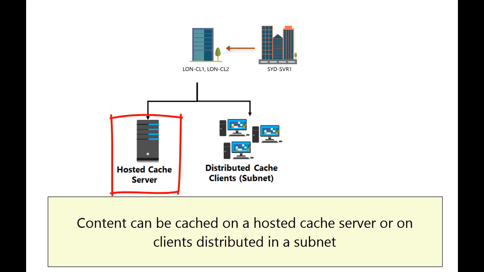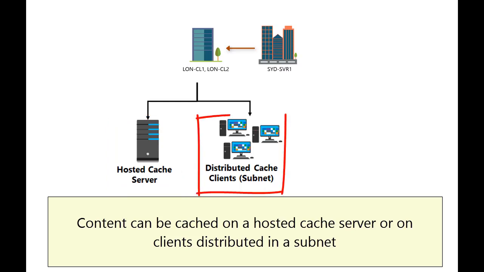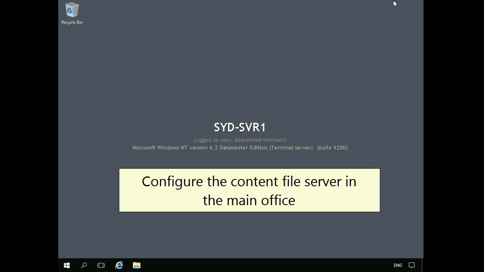So you can configure a hosted cache server, or you can distribute the cache among clients in a subnet. But you may only choose one of these modes for each office. Let's take a look at how we configure each piece of BranchCache. Let's begin by configuring the content file server in the main office.